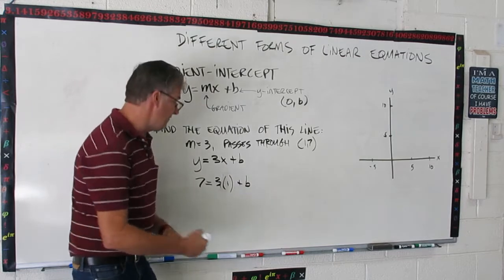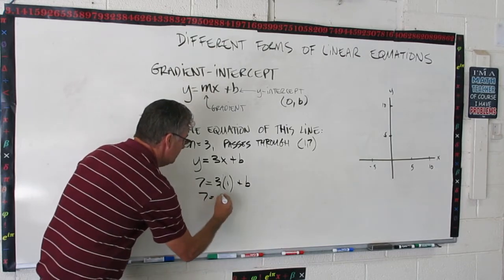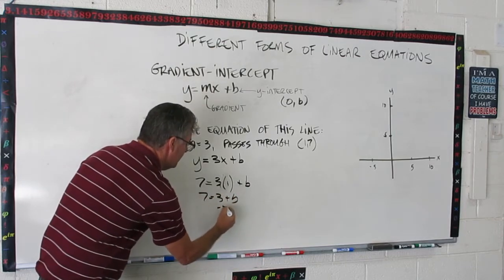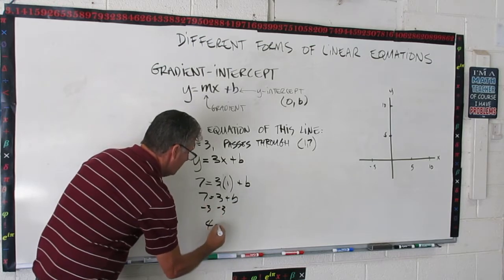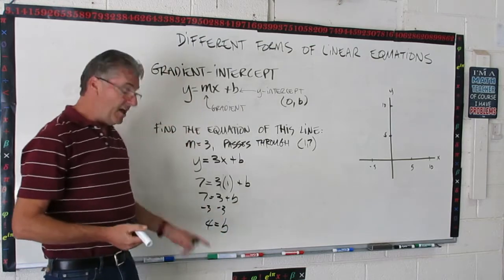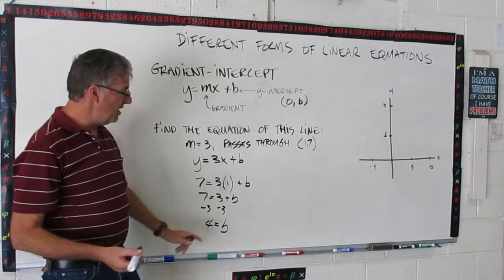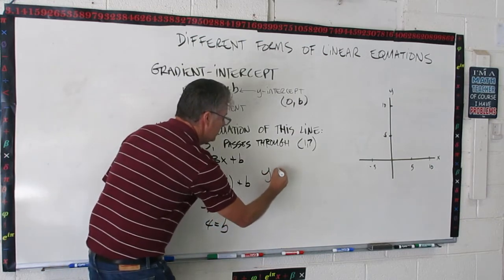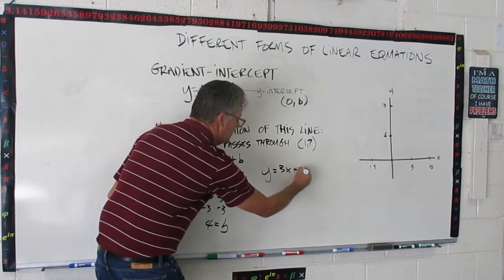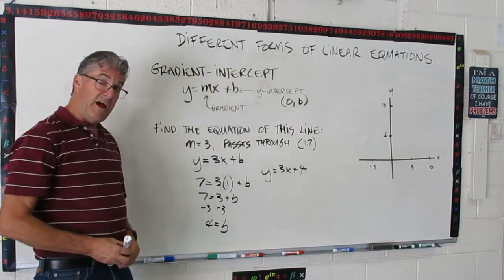We have an equation with one variable. This is going to be 7 equals 3 plus b, subtract 3 from both sides, 4 equals b. So now that we know the b, we can write our equation, y equals 3x plus 4. And there you have it.